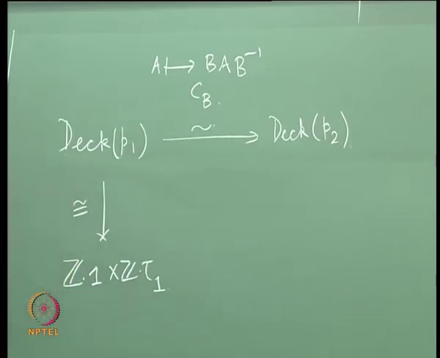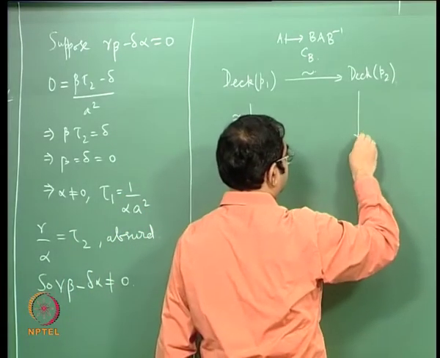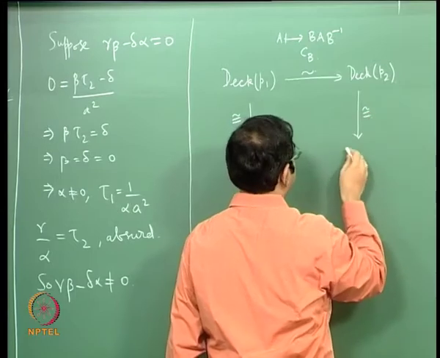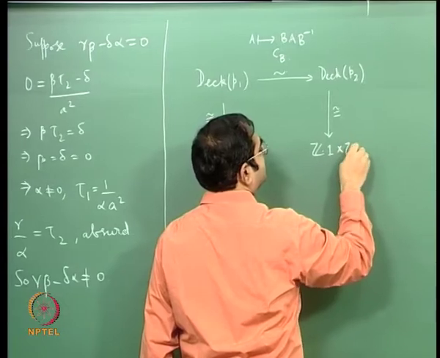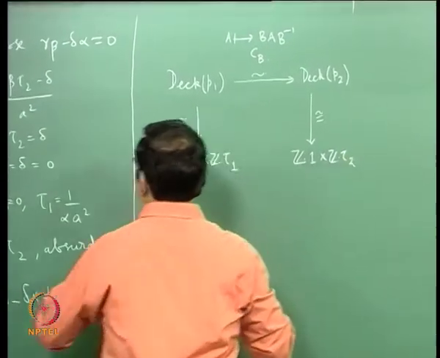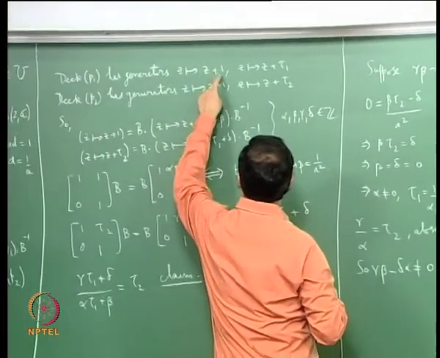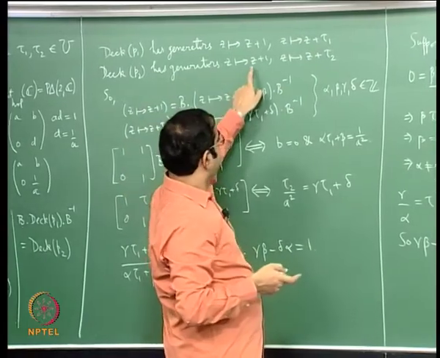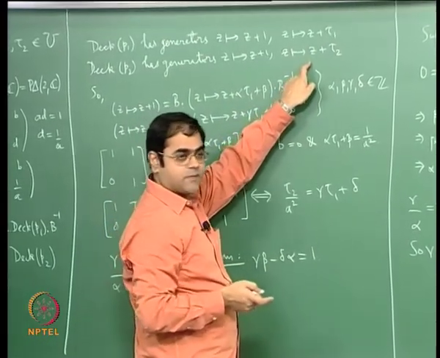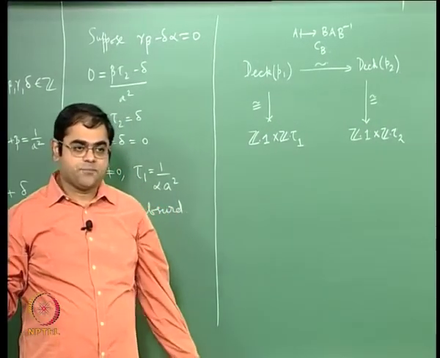So there is an isomorphism like this, and this isomorphism actually shows that this is a Z module. This is an isomorphism of Z modules. Similarly I have an isomorphism here. This isomorphism will go to Z·1 × Z·tau 2. Of course this is because Deck P1 has generators z going to z plus 1 and z going to z plus tau 1, and Deck P2 has generators z going to z plus 1 and z going to z plus tau 2. And you see these are generators as Z modules.